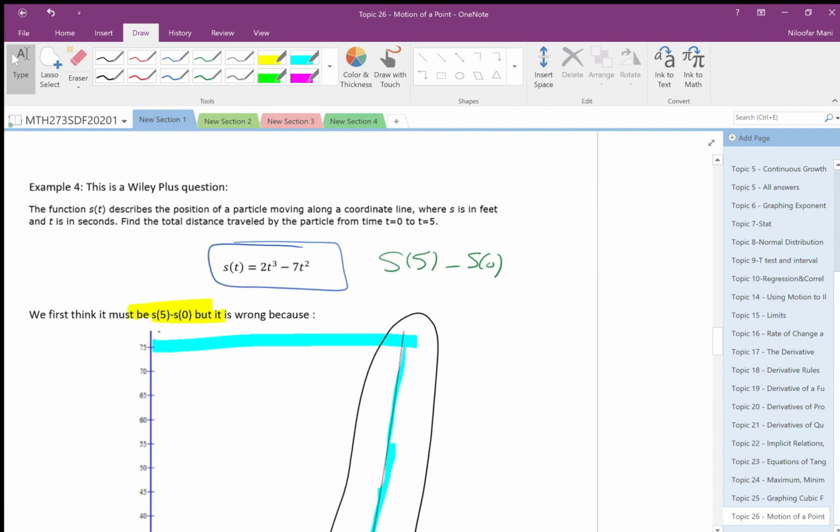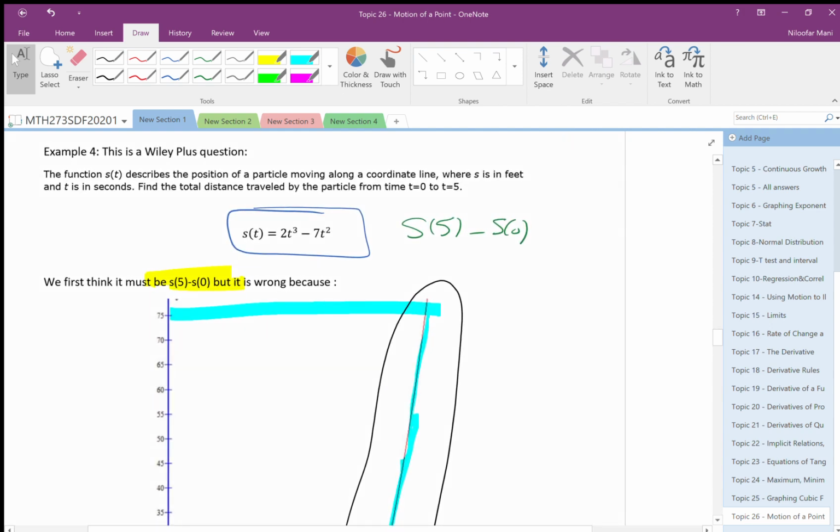This is a Wiley Plus question. It says the function of the motion of a particle is this. This function describes the position of a particle moving along a coordinate line, where s is in feet and t is in seconds. Okay, so the unit of the motion is feet and the other one is time, seconds. Find the total distance. So I said at the beginning, they used to try this, but it's wrong.